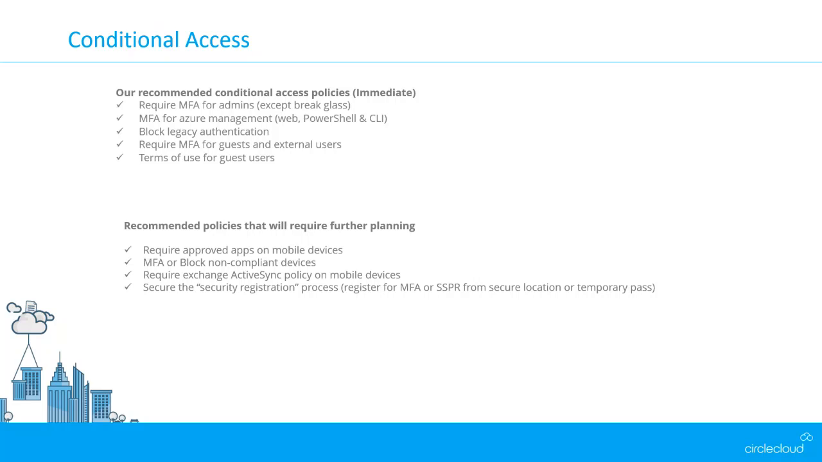Conditional access, like I said before, is the ability to set policies at a tenant level to review every authentication attempt that comes into your tenant and see if it meets the criteria of that policy. If it does, it can apply certain controls. So it'll make more sense to go through them.